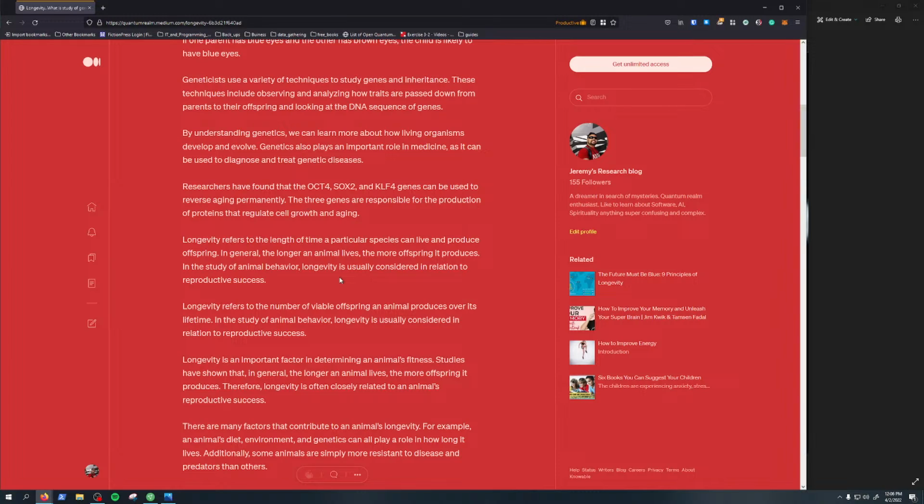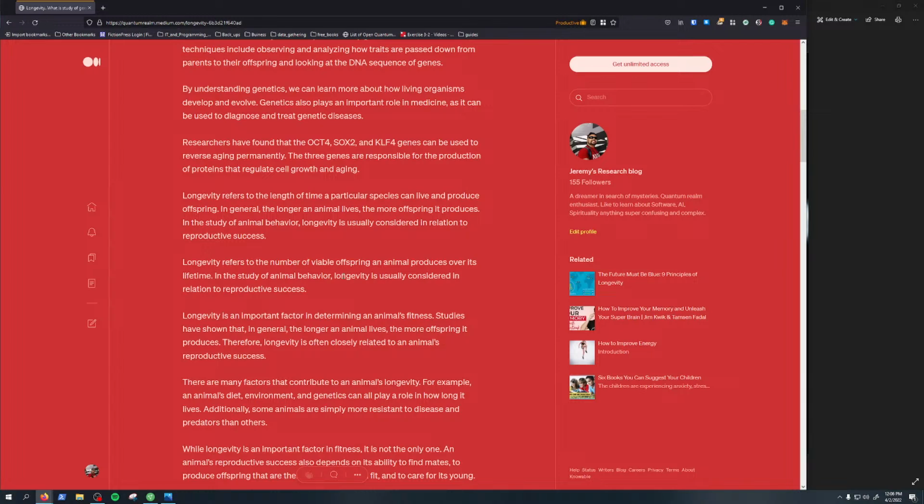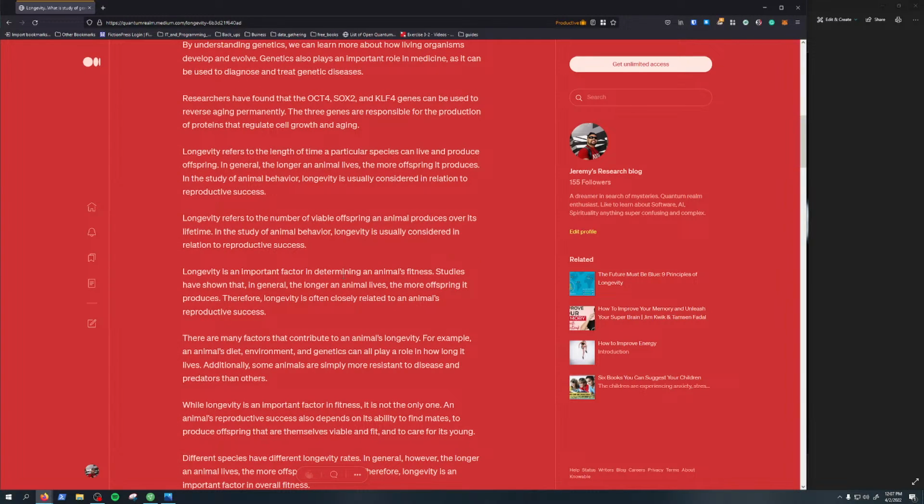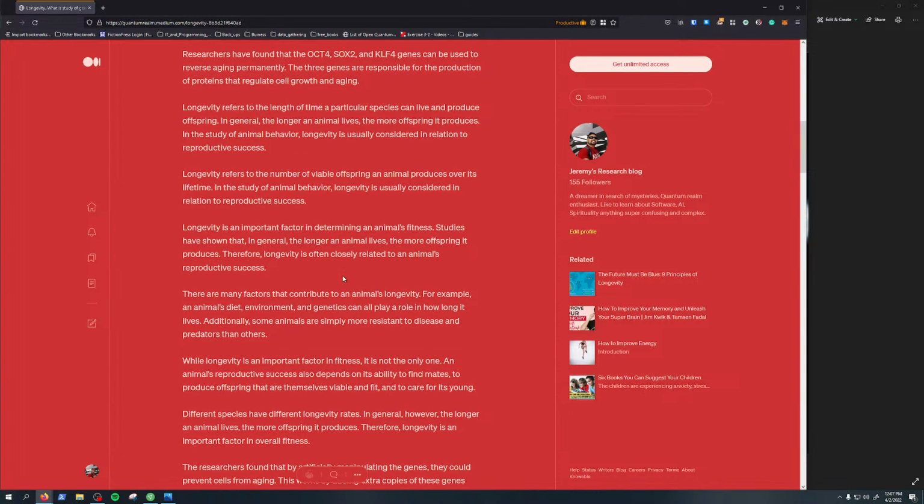Longevity refers to the length of time a particular species can live, right? And produce offspring. In general, the longer an animal lives, the more offspring it produces. In the study of animal behavior, longevity is usually considered in relation to reproductive success. Longevity refers to the number of viable offspring an animal produces over its lifetime.